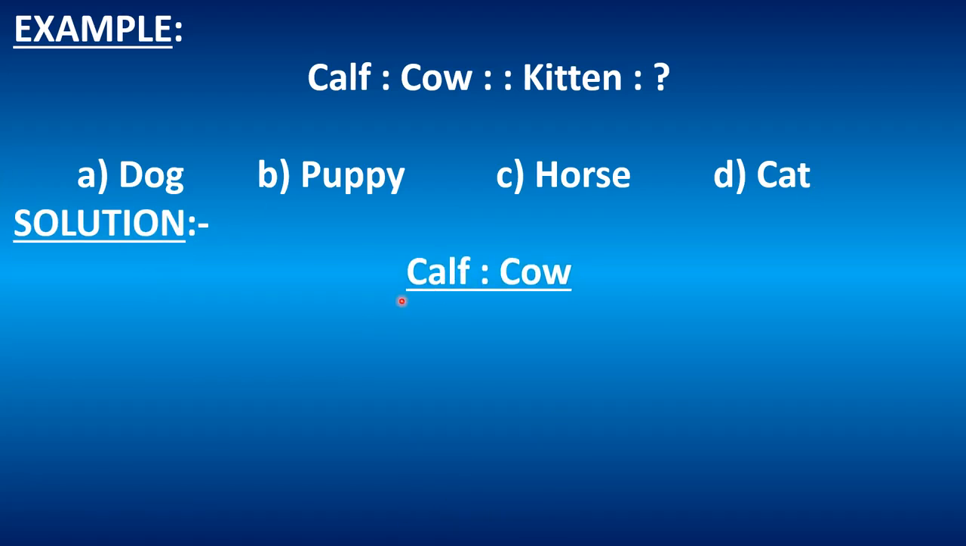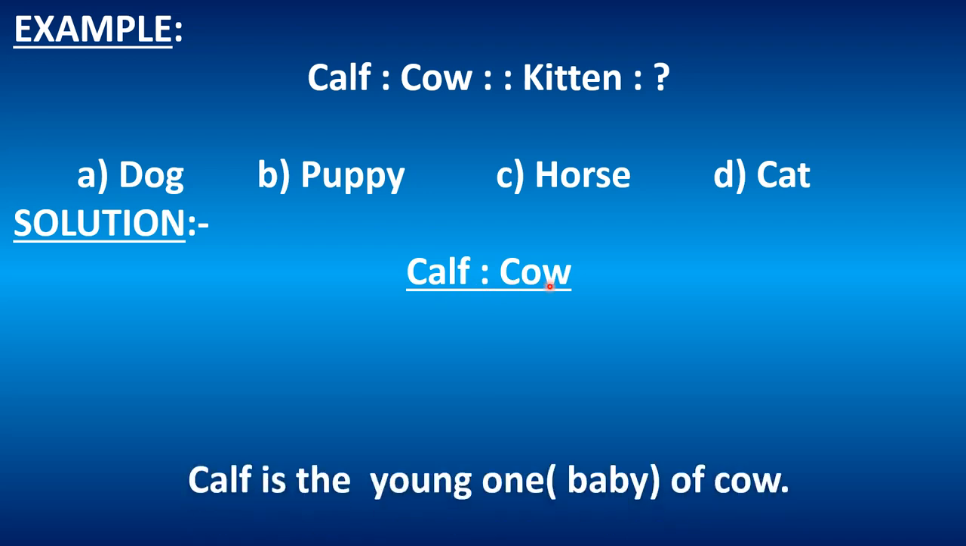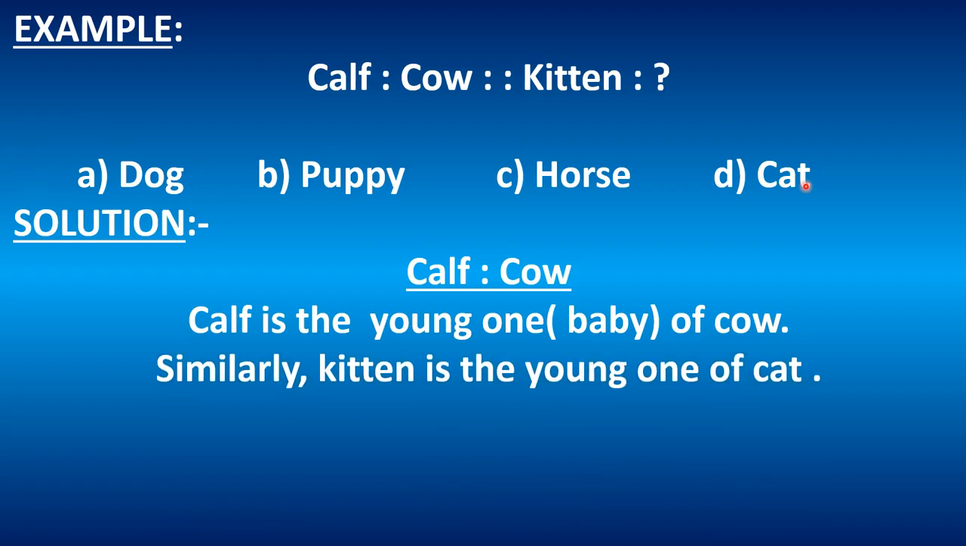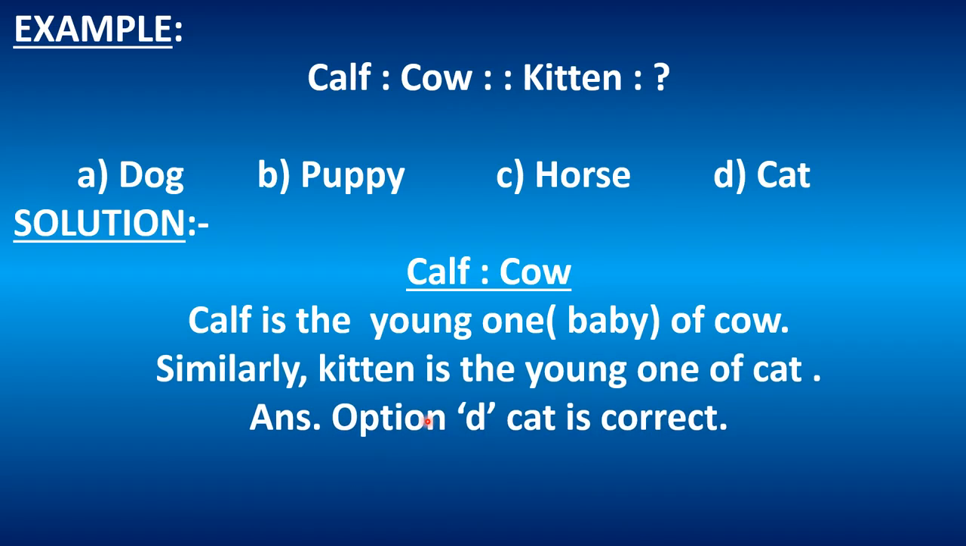Calf and cow. You know that calf is the young one of cow. Okay, or baby of cow. So whose baby is kitten? किसका baby है kitten? That is of cat. Okay, so here option number D is correct. Understood beta? How we have to find out the relationship? Calf, cow and kitten, cat. Understood beta?